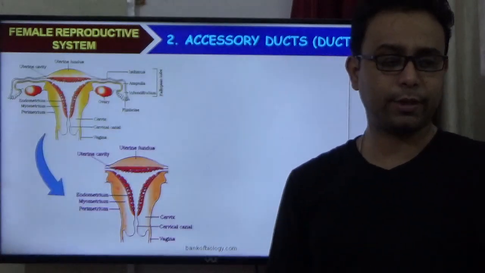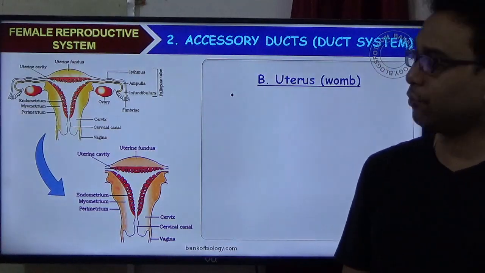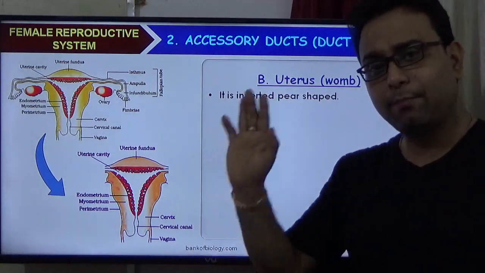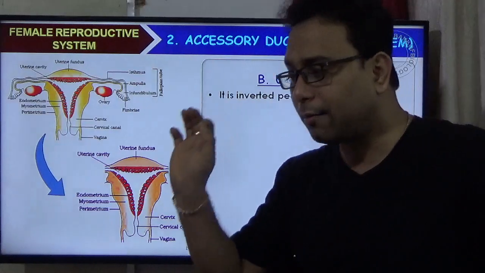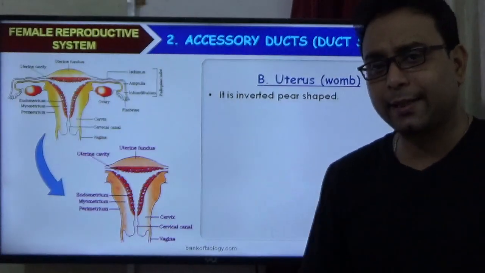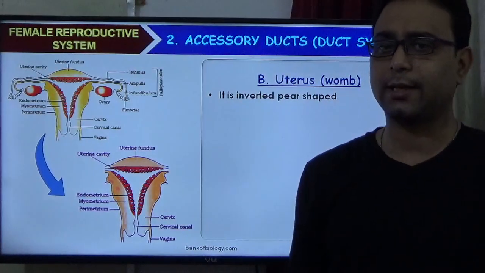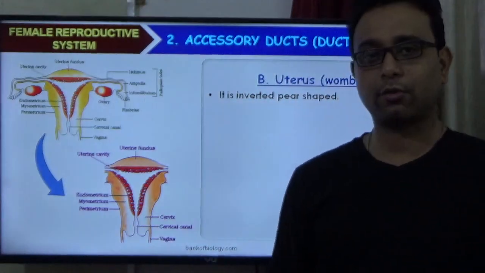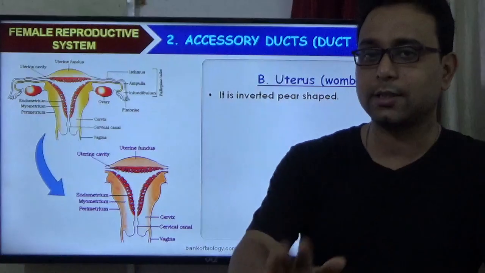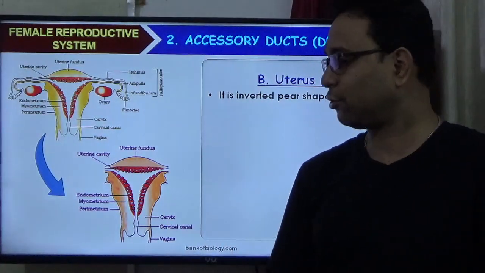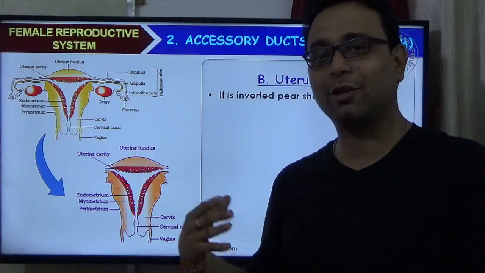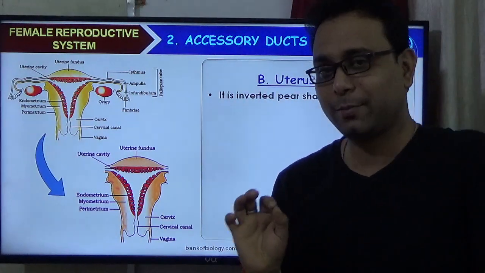Next we discuss the uterus, the most important structure. It is important for the growth of the human baby, and also plays an important role in the menstrual cycle. So if fertilization happens, the uterus plays an important role. If fertilization does not happen, at that time also the uterus plays an important role. So it plays an important role at all times. So this is very important.